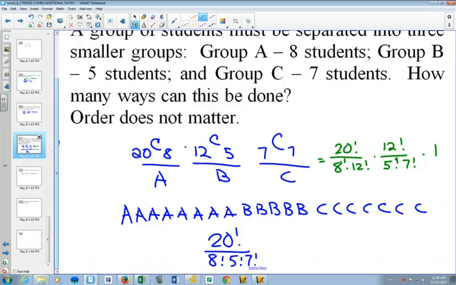Now since 7 choose 7 is 1, that is the factorial representation of 20 choose 8 and 12 choose 5. Can you see that the 12 factorials would simplify, and you've got exactly the same as if you would solve it as the Mississippi question. So in a question like this, as long as you have an explanation, you could solve it either way.